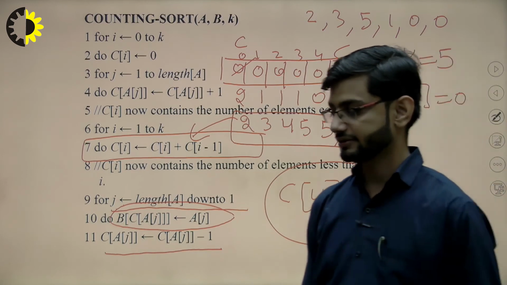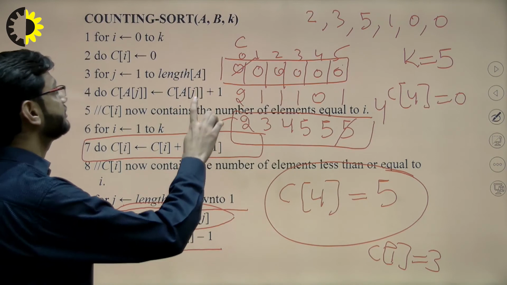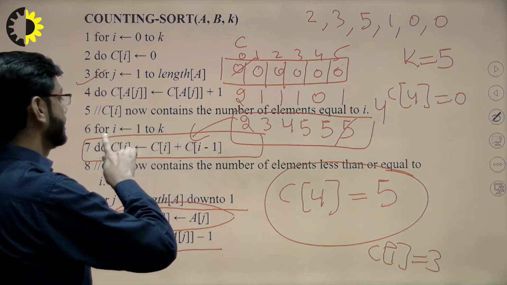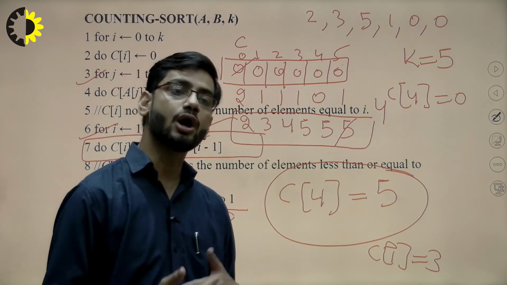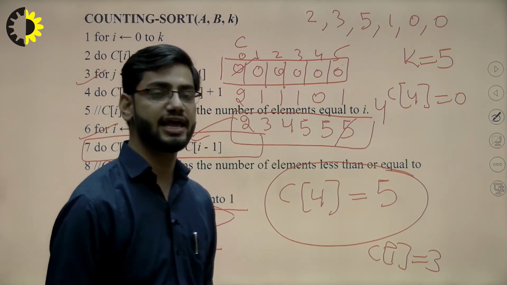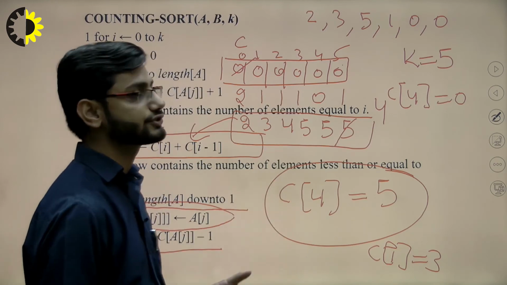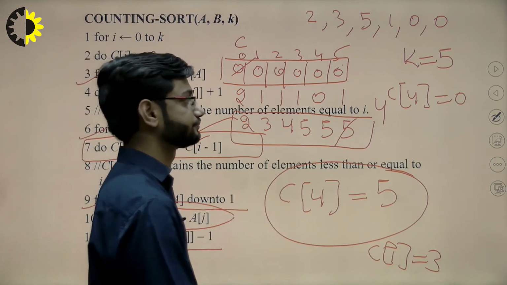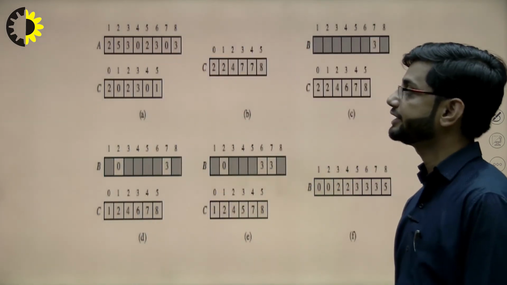If I analyze the complexity of counting sort, there are 3 loops, one here, second and third, and all three loops are running for n elements. That's why the time complexity of counting sort is order of n. So this is the implementation part of the counting sort.